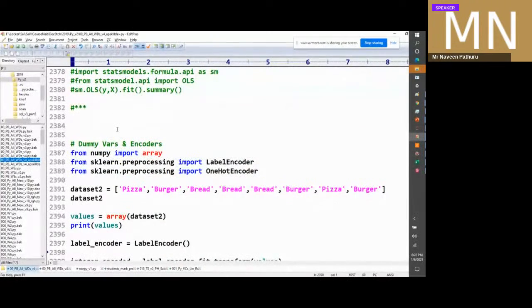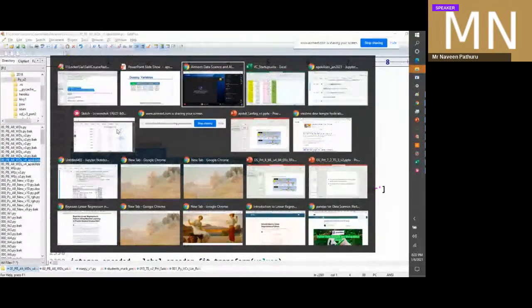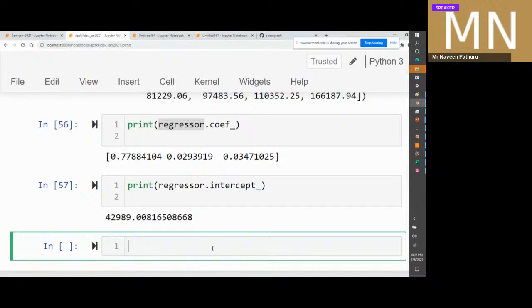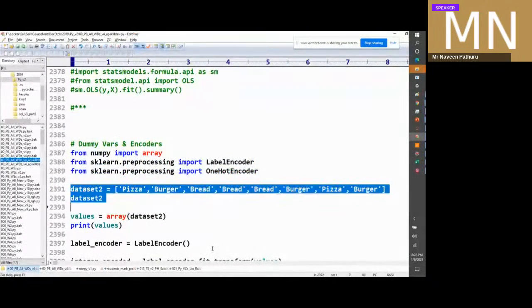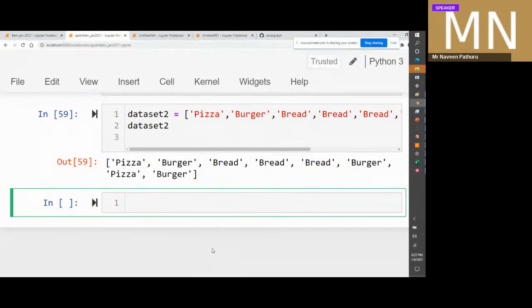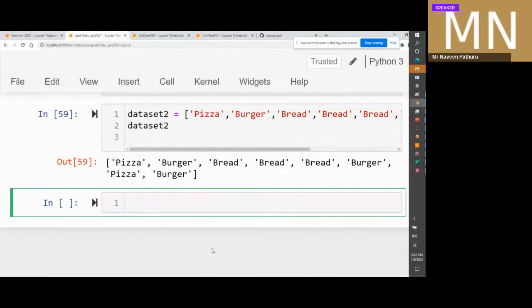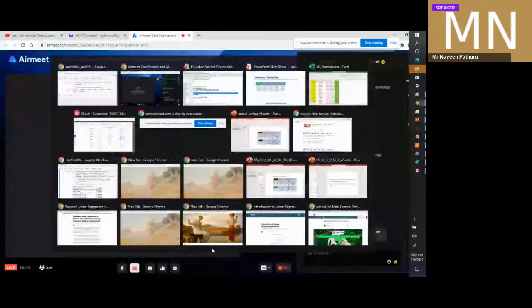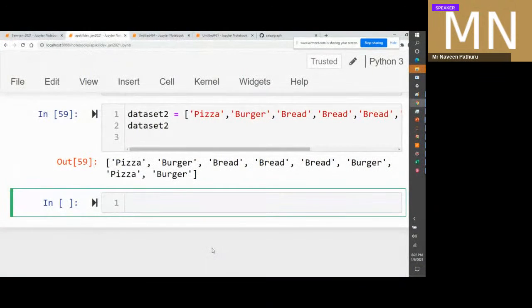Come back here. Now take a look at this. I'm going to import a few classes here: array, label encoder, and one hot encoder. We'll do these imports and this is where the action begins. Can any one of you recall and tell me what kind of an object is dataset2 here, guys? If it starts with a square bracket, what kind of an object is it? It's a list object. Okay, list object is a tray of different cups.